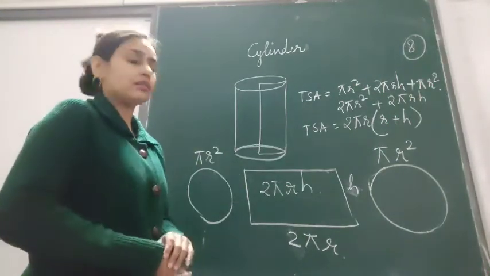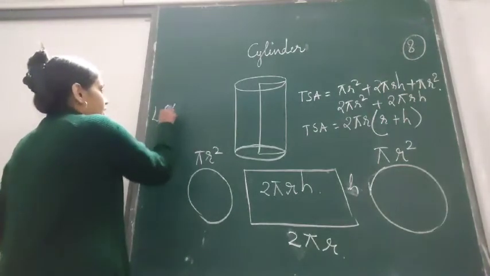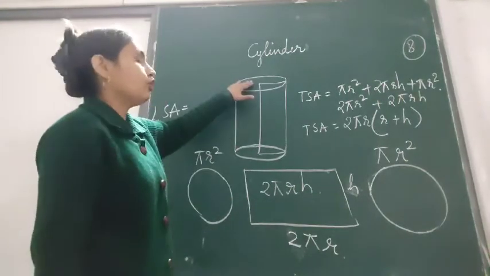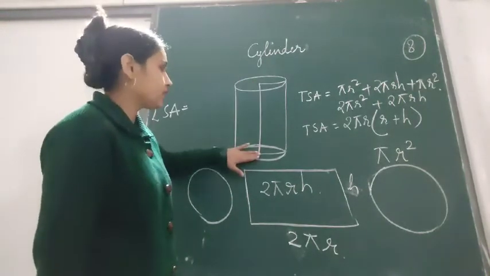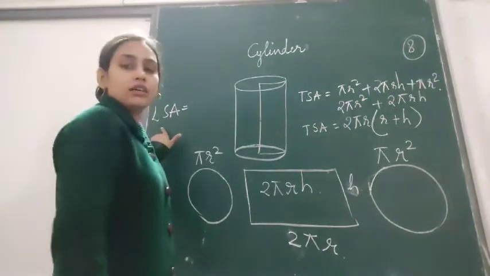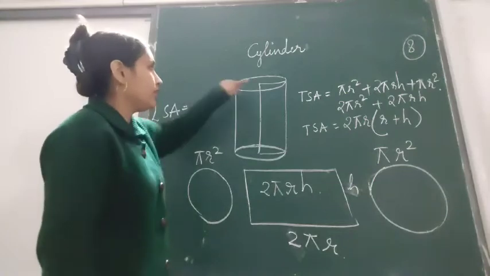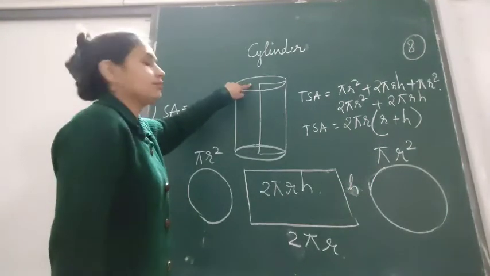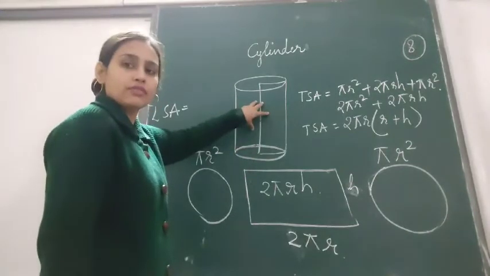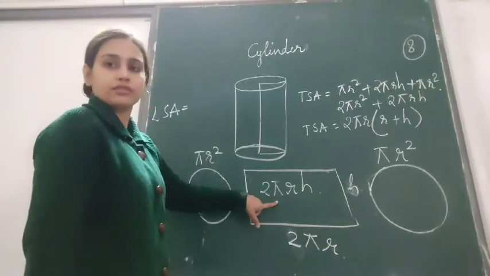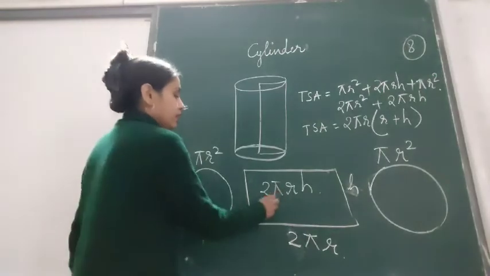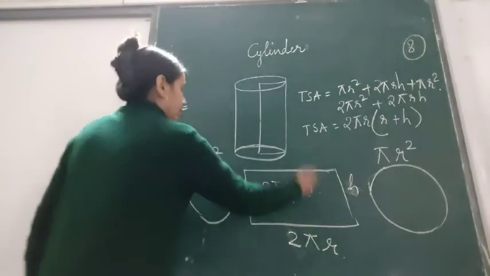Now when we talk about lateral surface area, yesterday only we discussed the lateral surface area. When we do not include the top and the base and find the area of a solid, then that area is known as the lateral surface area. So here we will exclude the top and the base. So what is left? Only the curved surface. So this is the curved surface. So what should be the lateral surface area? The lateral surface area is 2 pi r h.